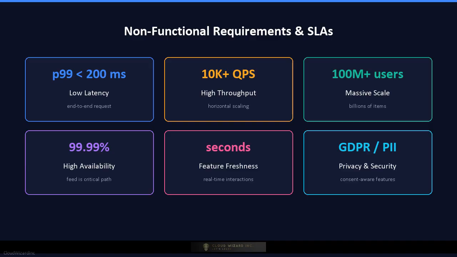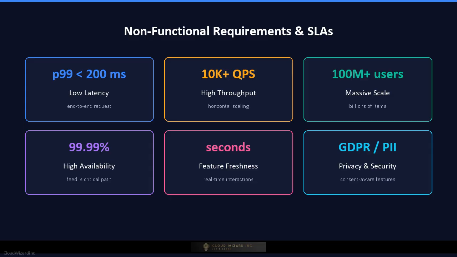Now the non-functional requirements. Latency is critical. The entire recommendation request, including candidate generation, feature lookup, ranking, and re-ranking, often must complete within 100 to 200 milliseconds at the 99th percentile. Throughput must be high because a large platform can serve tens of thousands of requests per second. The system must scale horizontally to support hundreds of millions of users and billions of items.